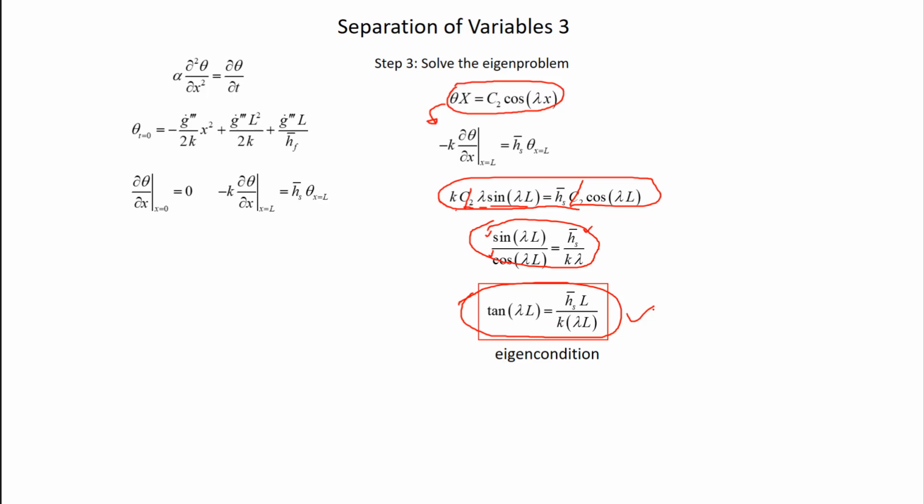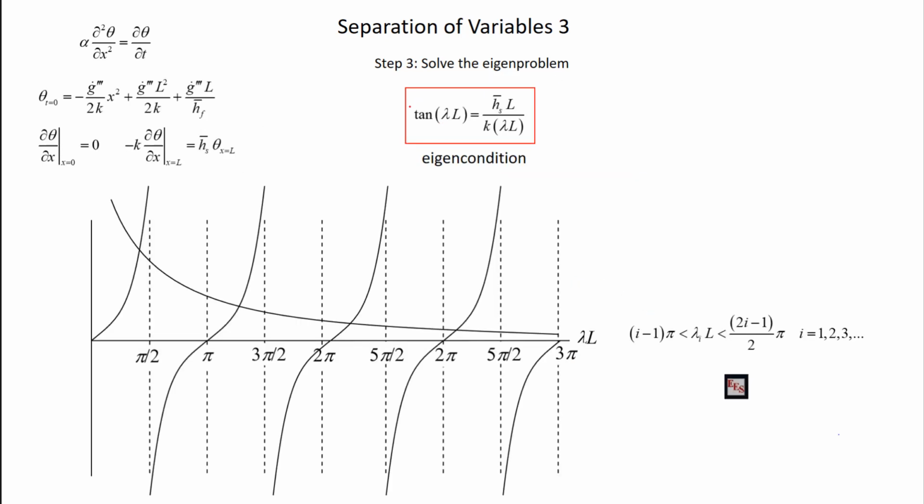This isn't very different than what we had before. If I plot the left side of this eigencondition, tangent, you can see it sort of repeats this pattern of going from negative infinity to positive infinity every pi, right? And if I plot the right side of this eigencondition, it's some constant. That constant's actually the Biot number, divided by lambda L. So it's a parabola, right? It goes like this. So every time this parabola intersects tangent, I'm going to get an eigenfunction, right? So here's my first eigenvalue, there's my second eigenvalue, my third eigenvalue, and so on and so forth.